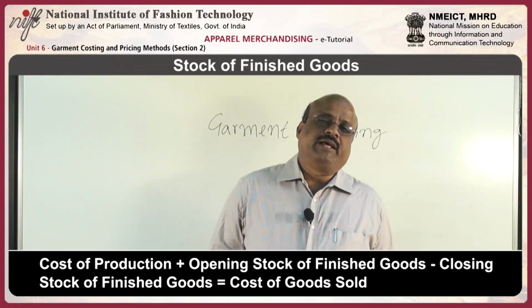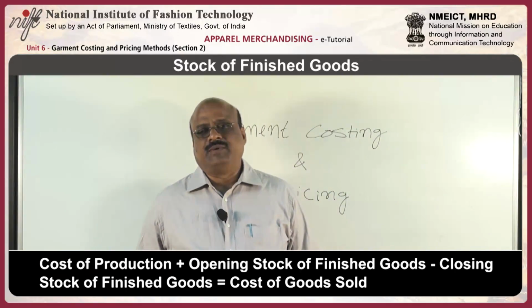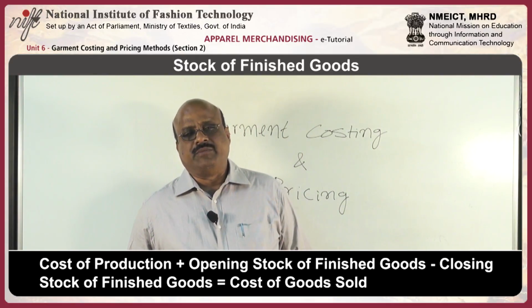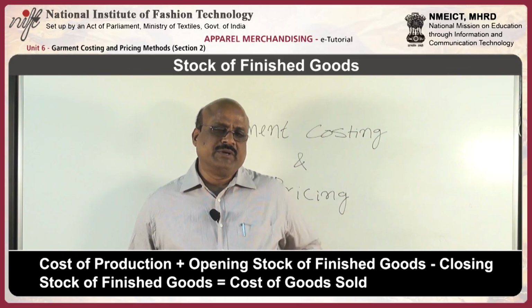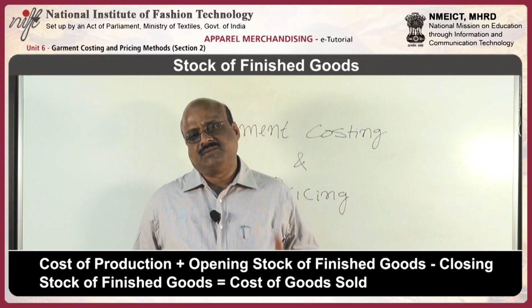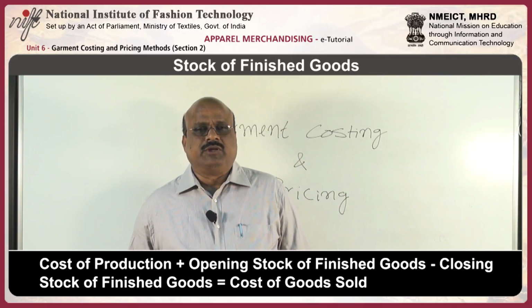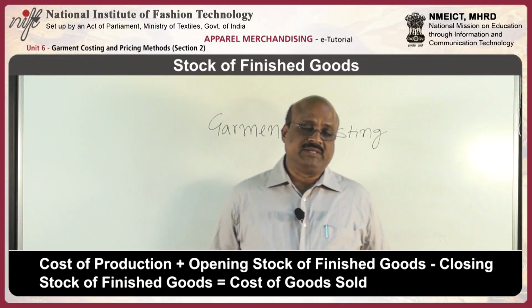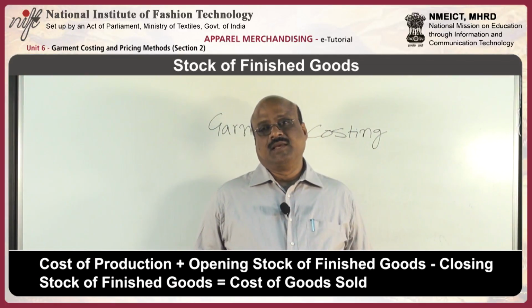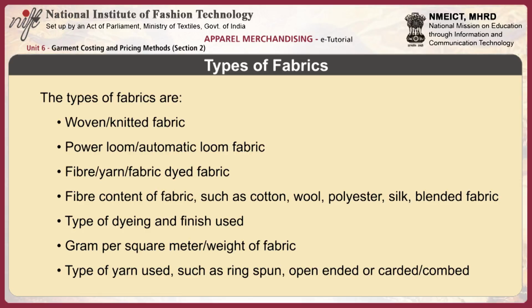Then we have types of fabrics. So what are the various types of fabrics? Because basically fabrics are the raw materials for garment manufacturing, it makes sense that we also discuss the types of fabrics here. The fabric types can be woven or knitted fabrics. You can also have power loom made fabrics versus the automatic loom fabrics, that means the automatic looms in the mills.